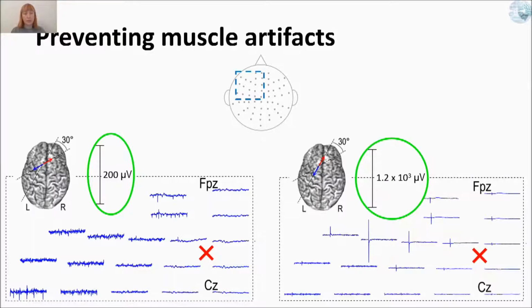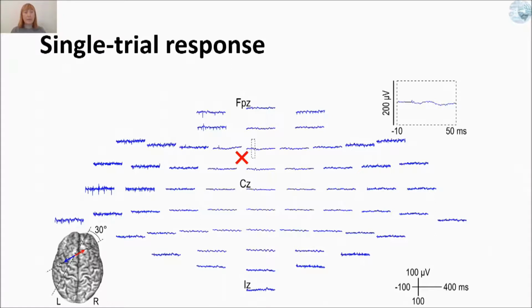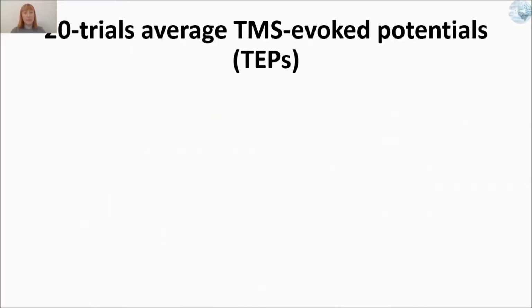In our experience, often a slight change in the coil orientation or a tiny shift in the coil position are enough to successfully prevent muscle artifacts without significantly changing the overall TMS parameters. Great! Now we have a single trial EEG response to TMS, which is devoid of large visible artifacts. So we can start averaging, say, the first 20 trials to visually inspect average TMS-evoked potentials, TEPs.